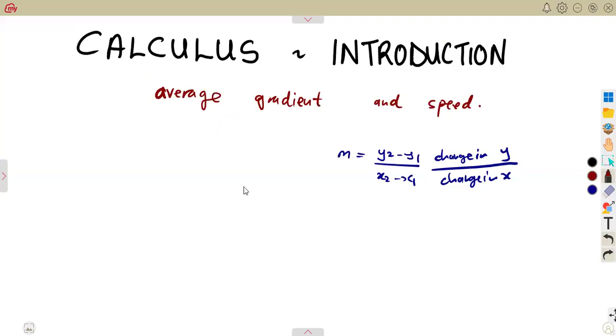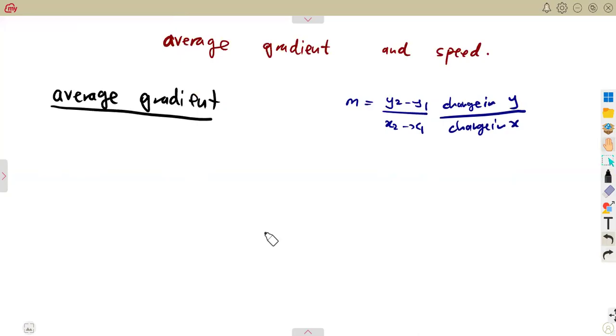Why are we considering average? Okay, this is the concept. Average gradient. So you wonder why are they not saying gradient? Why average? It is because when you consider a quadratic function, let's just take a parabola. I talked about this in the introduction, how to sketch a parabola. So I just hope you understand this.